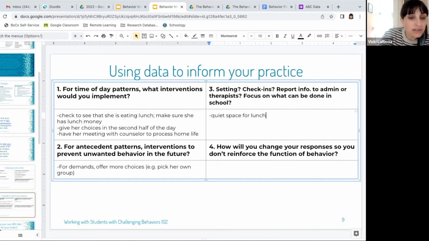Someone says report to administration or the social worker so that they can check in, maybe set up a recurring meeting time. Yeah. Someone says modify her schedule, maybe art or music class. And then someone says approaching the demand in a different way, make her feel like doing whatever it is a choice and not a demand. I'm going to put that in the antecedent one.